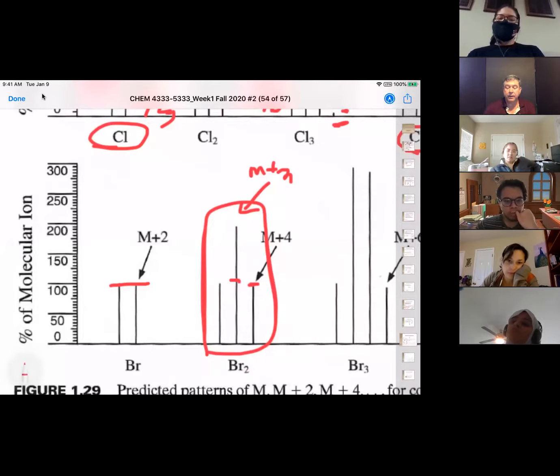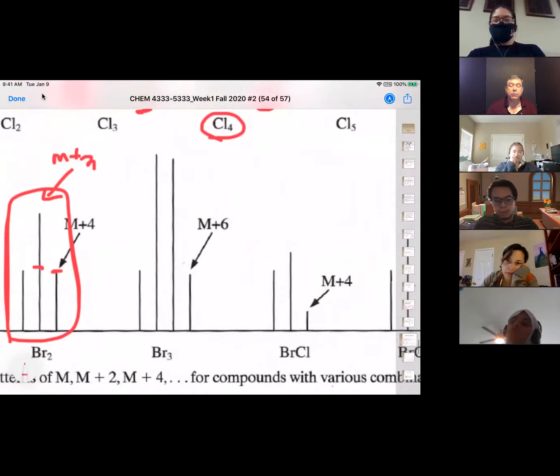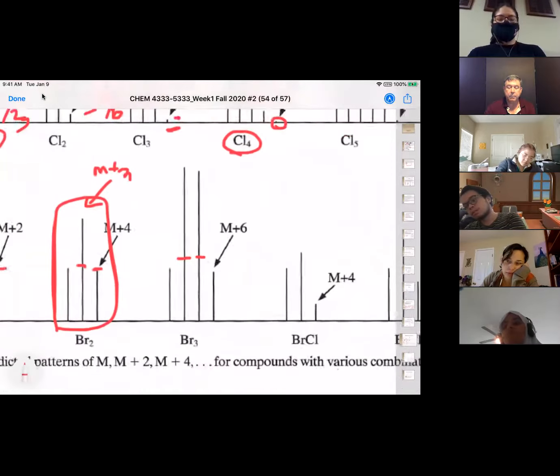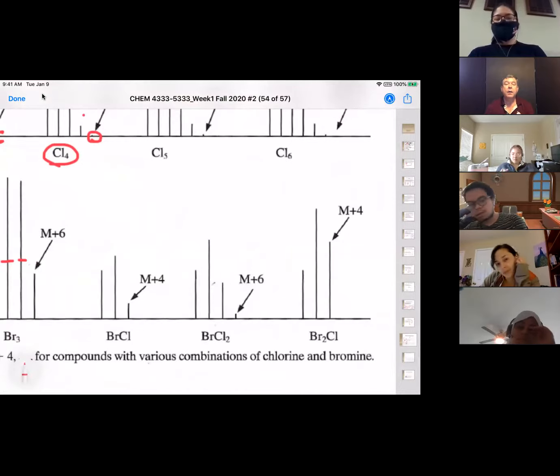Now, the pattern gets similarly very symmetrical when we add that third bromine here. Again, we grow both of the M plus 2 and M plus 4 peaks, and we start to see the M plus 6 peak. Now, if we start mixing halogens, and that's what this demonstrates here, we see it adds to each other.